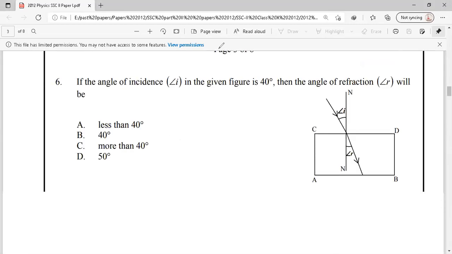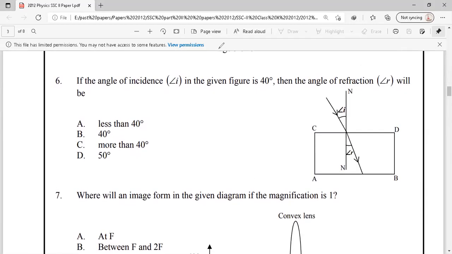Then we have question number 6. If the angle of incidence in the given figure is 40 degrees, we have to identify what could be the angle of refraction. So this is our incident ray. This is our refracted ray, and we have a normal marked as n. And the angle between the incident ray and normal is 40 degrees.